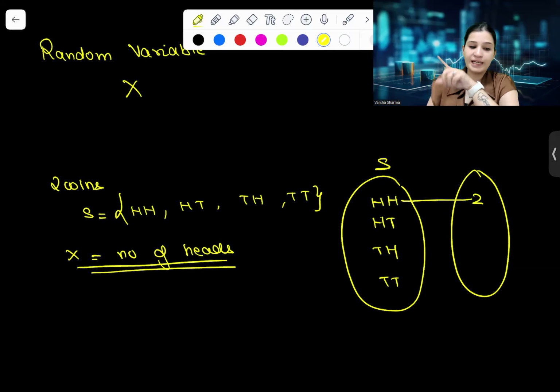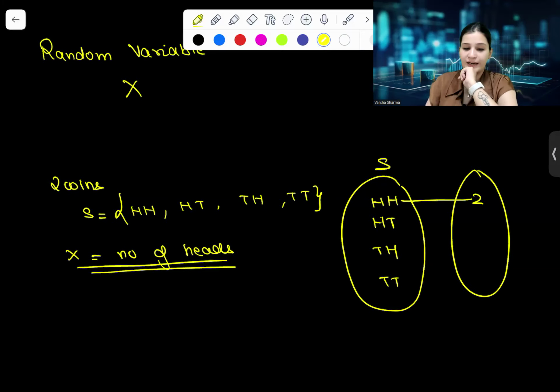In HT, how many heads do we have? 1. In TH, how many heads do we have? 1. Again, same number. In TT, how many heads do we have? 0. So what we do is, to every element, we'll only assign one answer. But the same answer can also be given to someone else. It's not that the same answer cannot be shared. Like here, we gave the same answer 1 to 2 different elements. You can do that. But one element will get only one answer.